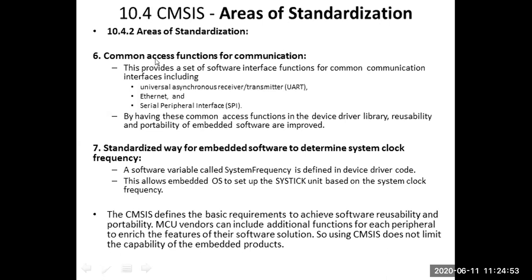This making of common access provides a set of software interface functions, like UART, Universal Asynchronous Receiver Transmitter. We said communication means receiver and transmitter. They made a common communication interface for UART, Ethernet, and SPI, Serial Peripheral Interface. Serial Peripheral Interface is with respect to the hardware. They have made common communication interfaces for these devices: UART, Ethernet, and SPI.